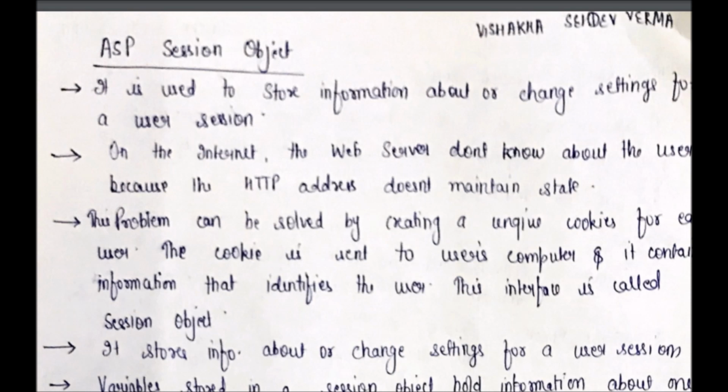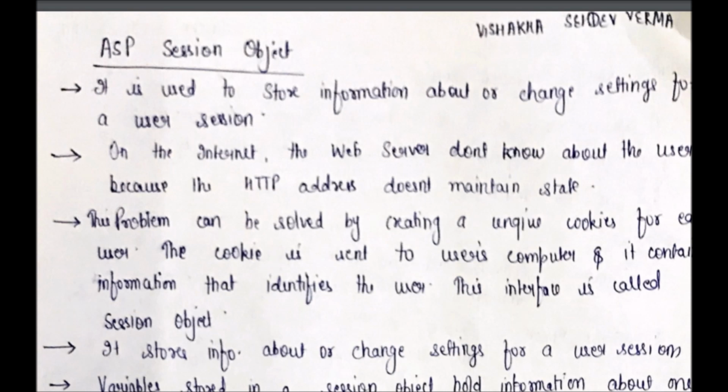Basically, when you surf something on the internet, the web server doesn't know about the user because HTTP does not maintain any state, and you must have already studied that HTTP is a stateless protocol. It means it does not maintain any state for the client or the user. This problem can be resolved by creating a unique cookie for each user. This cookie is sent to the user's computer and contains the information used to identify the user. This interface is known as the Session object.